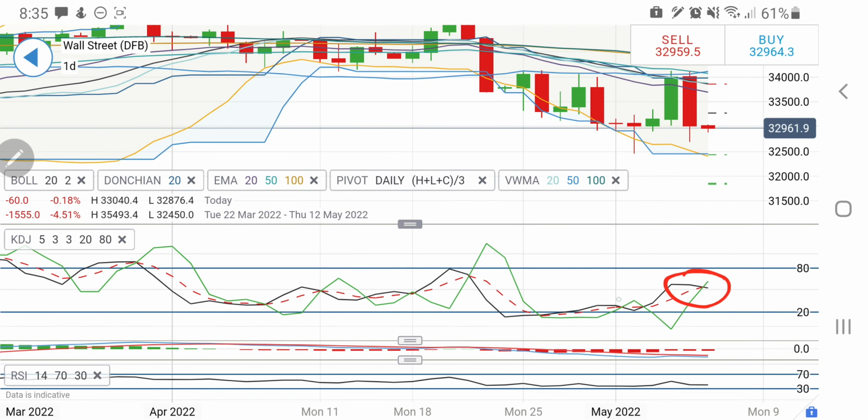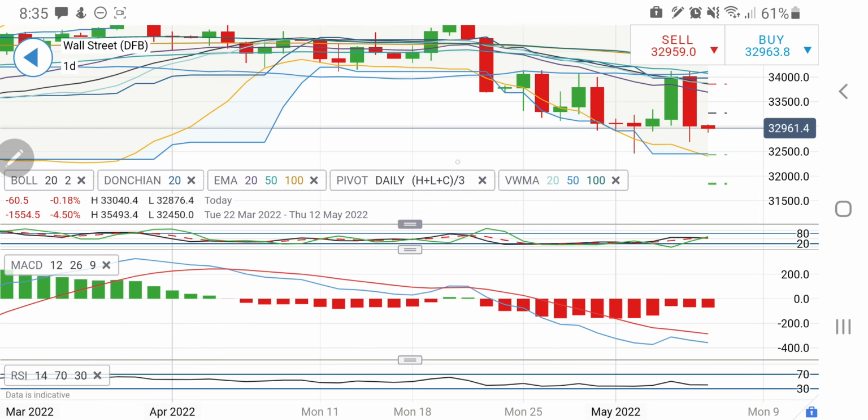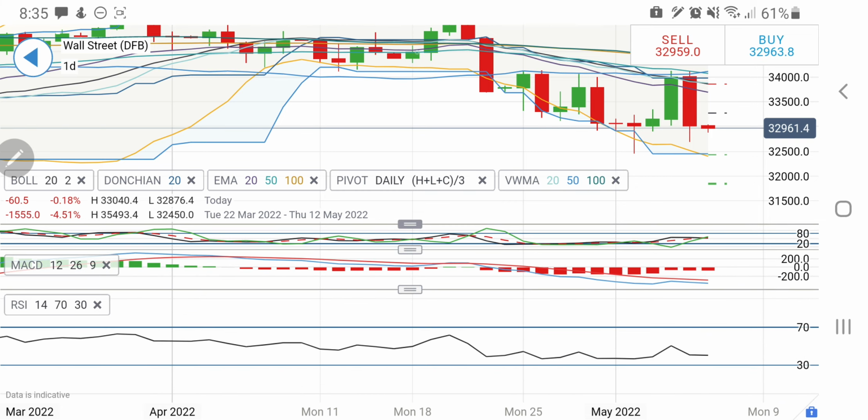Look at the stochastic, it is trying to cross over for a sell. Look at the MACD, it is trying to converge, and RSI is near the oversold zone. So considering this, once you see it trading below 32,900, you can go short, and rather I will say you can go short at 32,850. Below that you can expect it to hit 32,750, 32,600, 32,500, and below that we may see a sharper drop which will try to take it towards 32,280 and 32,000 levels also. Anything is possible. These are markets.